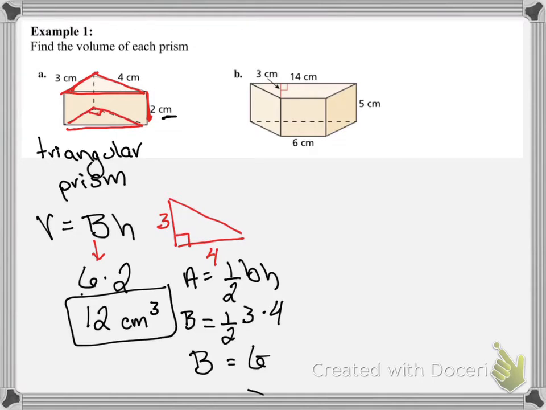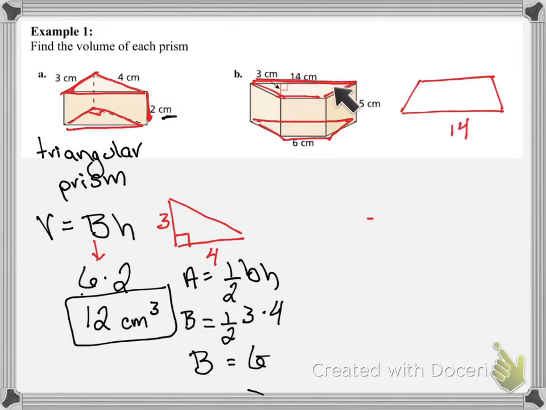Okay. Next one here, part B. If you notice here, here's a rectangle, and here's a rectangle, and then we have one here, and one here. So our base would be this guy down here at the bottom, which is the same as this guy up here, which is a trapezoid. So let's go ahead, and I'm just going to draw that trapezoid off to the side. There's my trapezoid.